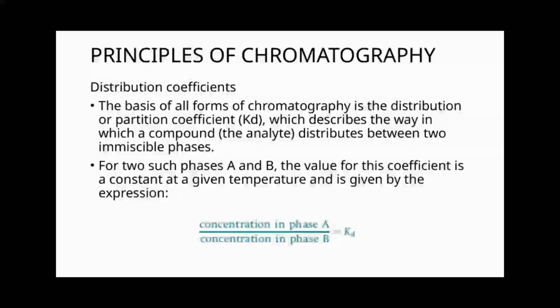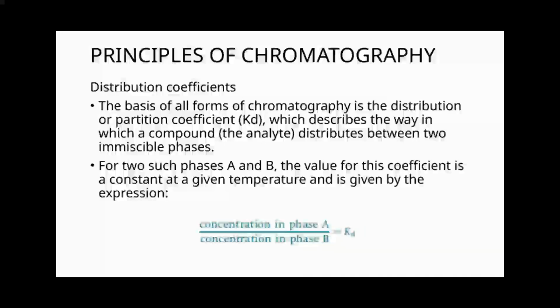Let's talk about distribution coefficients, which are really the foundation of all chromatography techniques. The key idea here is the partition coefficient, often called CADE. This coefficient tells us how a compound, which we call the analyte, distributes itself between two immiscible phases. Think of it as a kind of balance or ratio, how much of the analyte prefers one phase over the other. When we look at two phases, let's label them A and B. The distribution coefficient remains constant at a specific temperature. This consistency is crucial because it allows us to predict how the analyte will behave during separation.